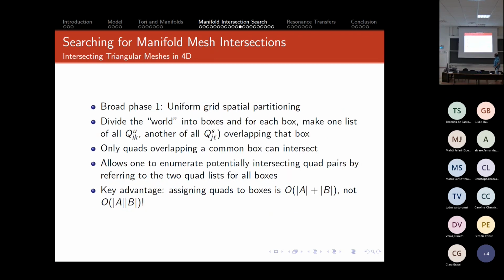And so the first thing is called spatial partitioning, uniform grid spatial partitioning. The concept is extremely simple. You just divide your world that contains the manifolds you're looking at, the layers, into a series of cells or boxes, and you say, okay, two quads can only intersect if they belong to the same box. And the key here is that you don't have to deal with quad pairs. You can assign a quad to a box just by basic subtraction and division, and you only have to do that once for each quad, not for each quad pair. So that's order magnitude A plus magnitude B, not the product.